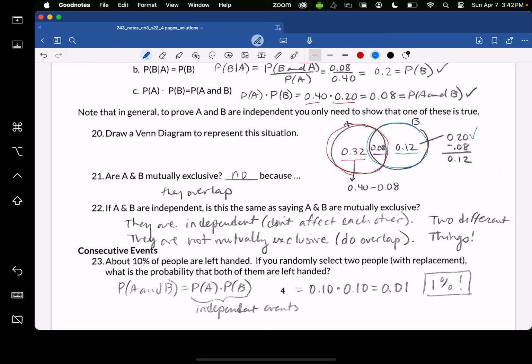Are A and B mutually exclusive? No, because they overlap. It is possible to be wearing a blue shirt and get an A. These are two independent events, but they do overlap. If A and B are independent, is this the same as saying that A and B are mutually exclusive? A and B are independent and they are not mutually exclusive, so those are two different things.